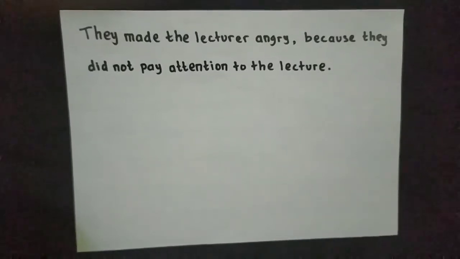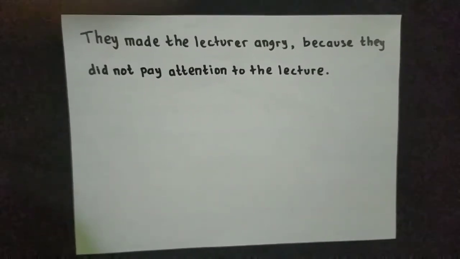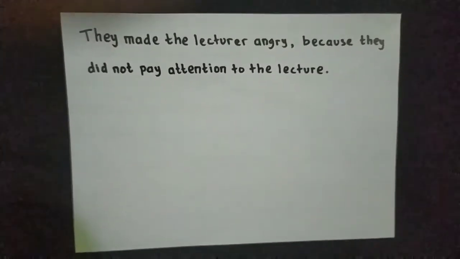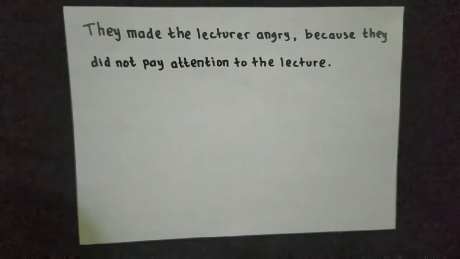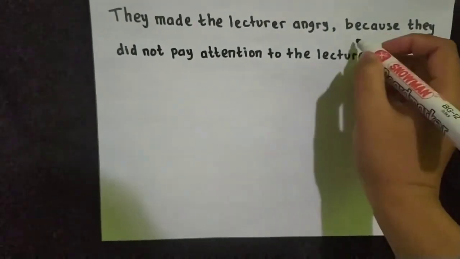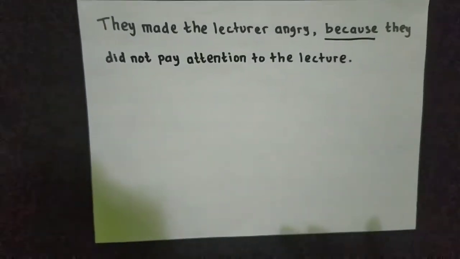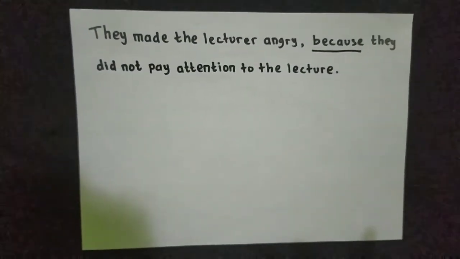The third one is enhancement. Enhancement is when one clause expands another by qualifying it with some circumstantial features, such as after, if, before. For example, they made the lecturer angry because they did not pay attention to the lecture. Because is an indicator of the enhancement.